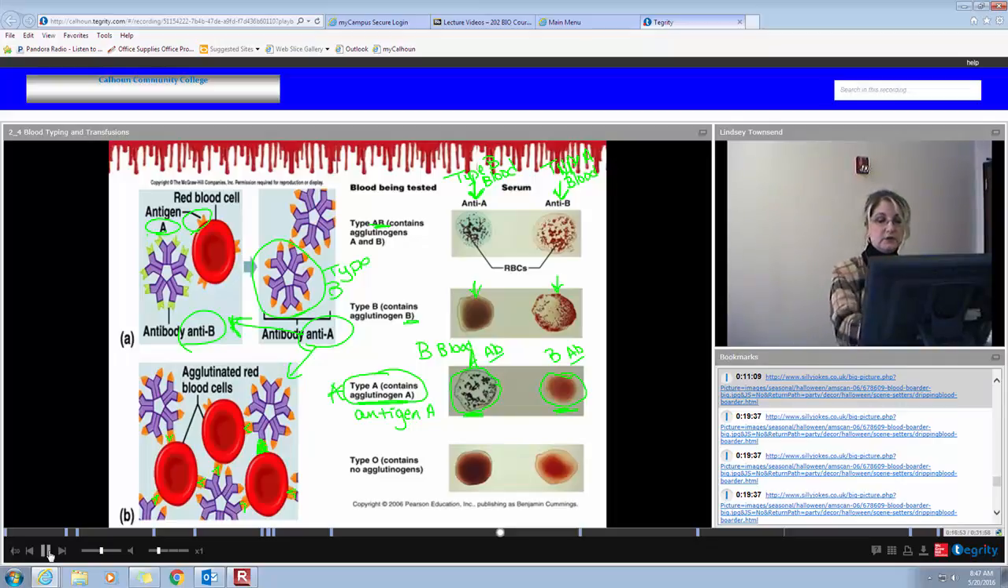Now let's move down here to the very last one, the type O blood. Type O blood, remember, contains no antigens. So regardless what antibodies are in your serum, there's nothing for it to bind to. So you have no agglutination occurring.